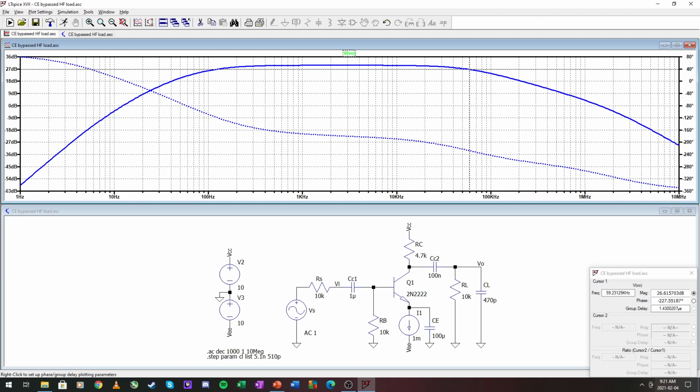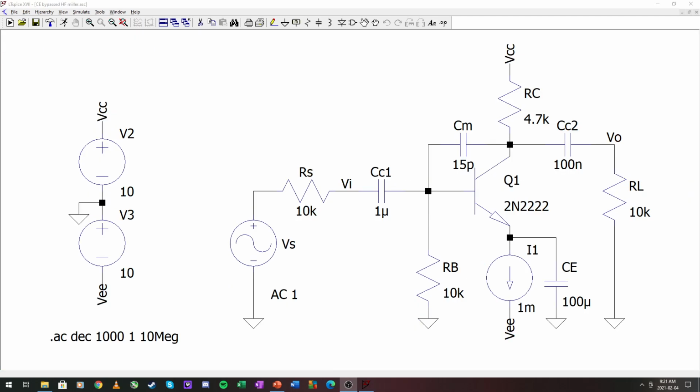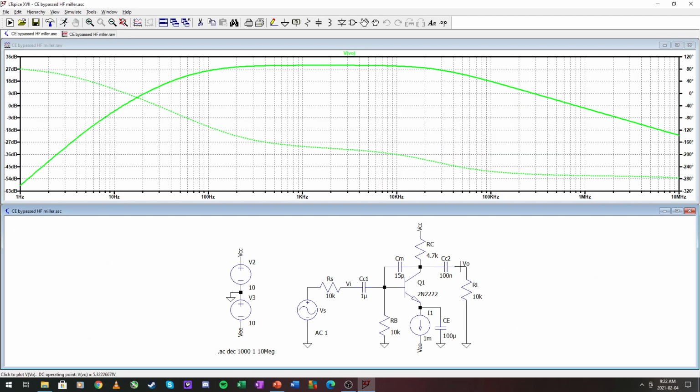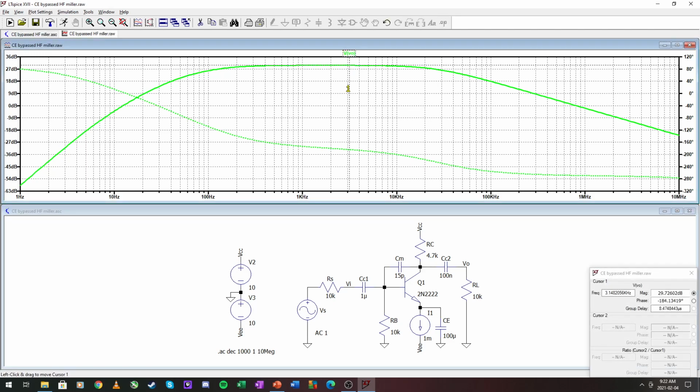Next up is the Miller capacitor. Okay, our Miller was 15 picofarads. We run this. We had to design for, what was it, 25 kilohertz. Going down to 26.7.